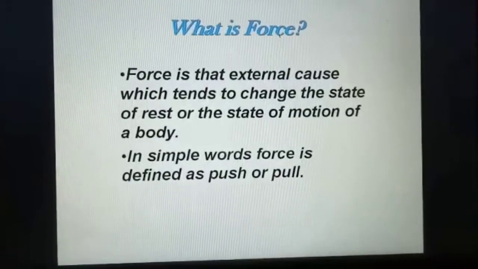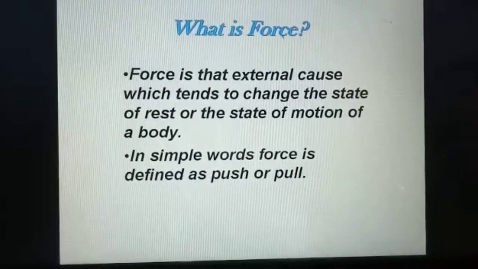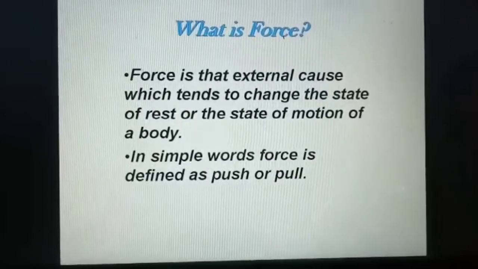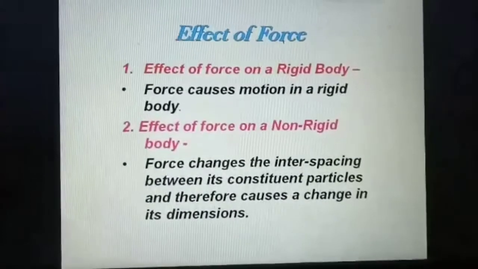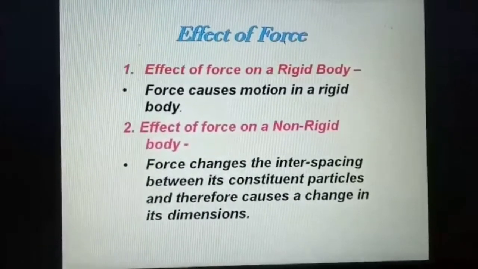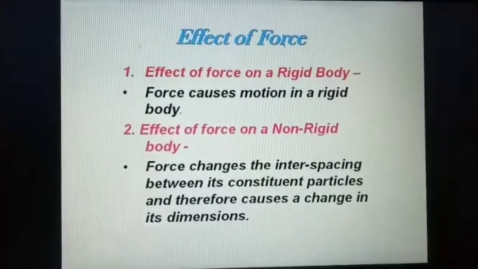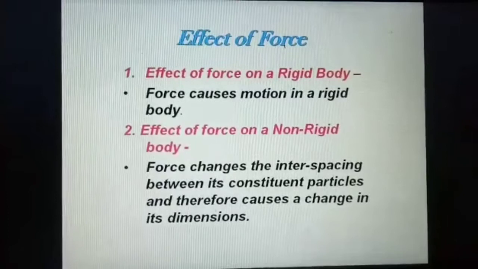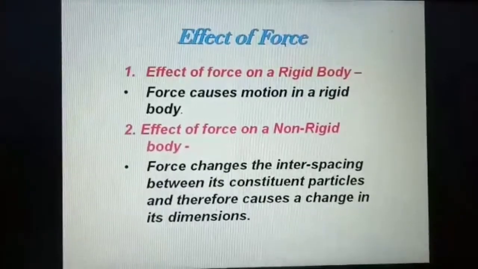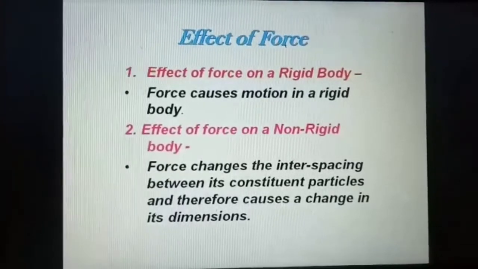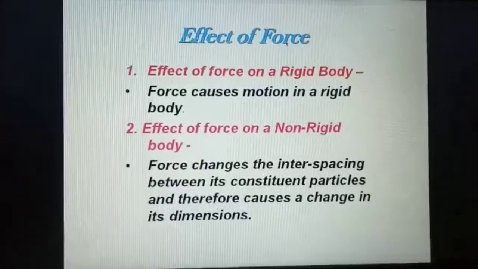...which tends to change the state of rest or the state of motion of a body. Or, in simple words, force is defined as pull or push. Effective force on a rigid body is that force which causes motion in a rigid body, and the effective force on a non-rigid body is that force which changes the interspacing between its constituent particles and therefore causes a change in its dimensions.